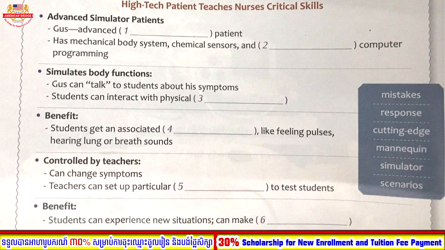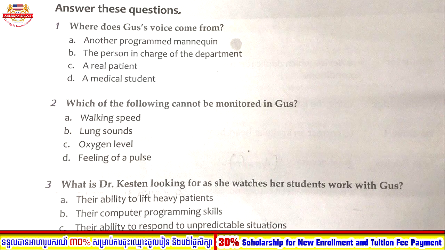Alright, so everyone move to the second one, comprehension. Answer this question. Number 1, where does Gus' voice come from? A, another program mannequin. B, the person in charge of the department. C, a real patient. D, a medical student. So the sound of Gus' voice comes from the person in charge of the department, alright?